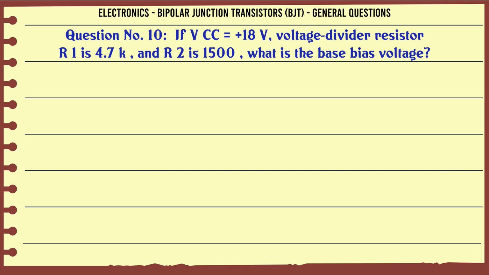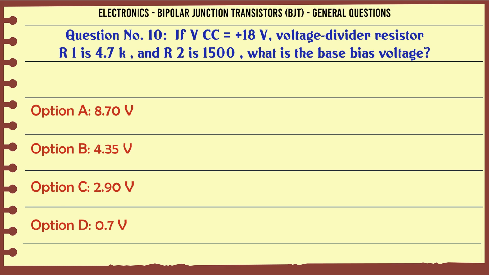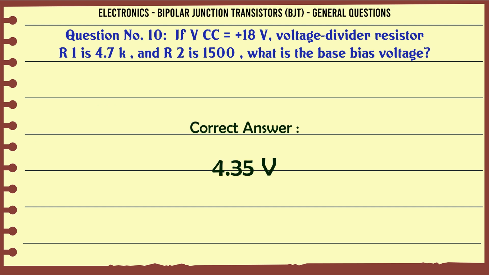If VCC is 18 V, voltage divider resistor R1 is 4.7 kΩ and R2 is 1500 Ω, what is the base bias voltage? A. 8.70 V, B. 4.35 V, C. 2.90 V, D. 0.7 V. The correct answer is 4.35 V.